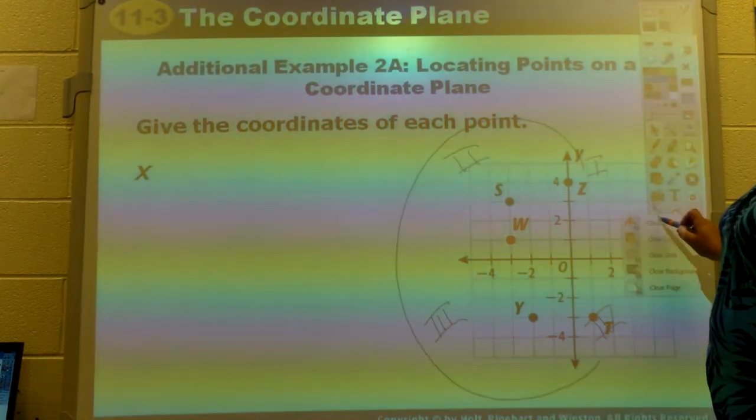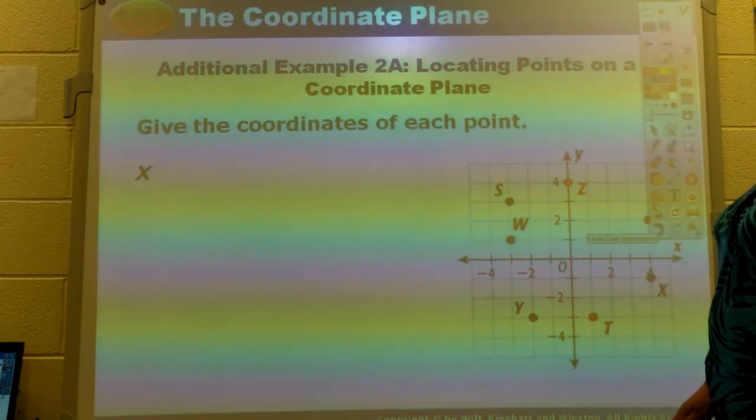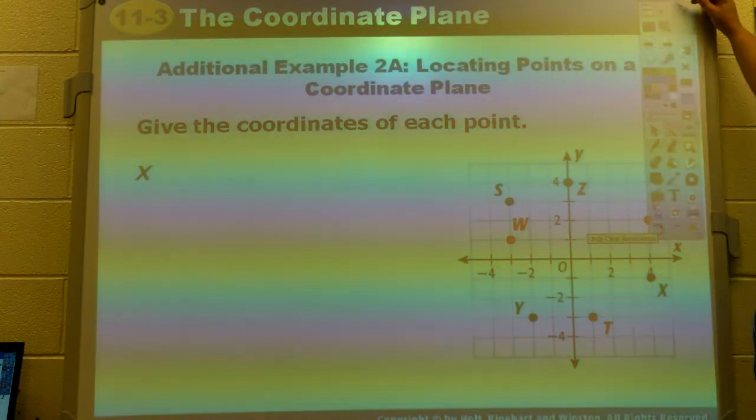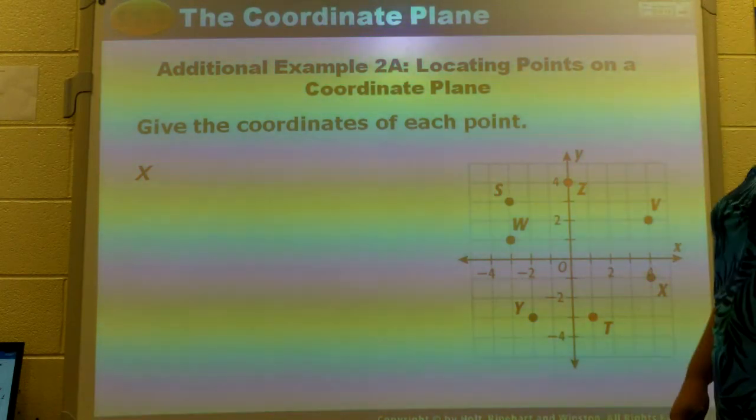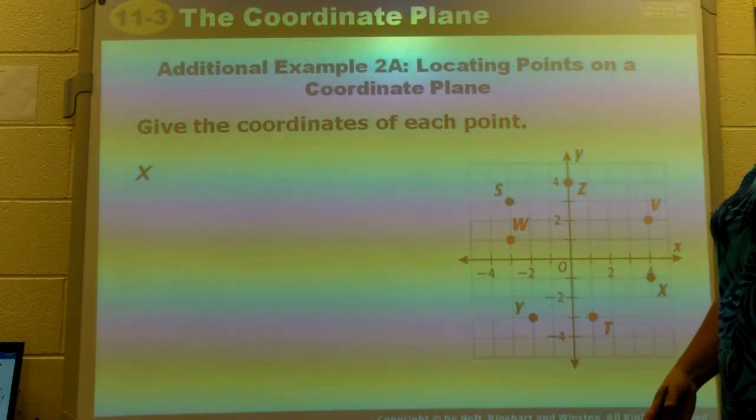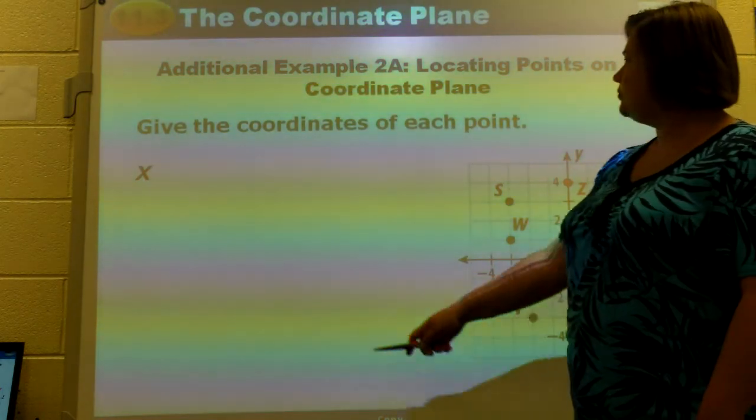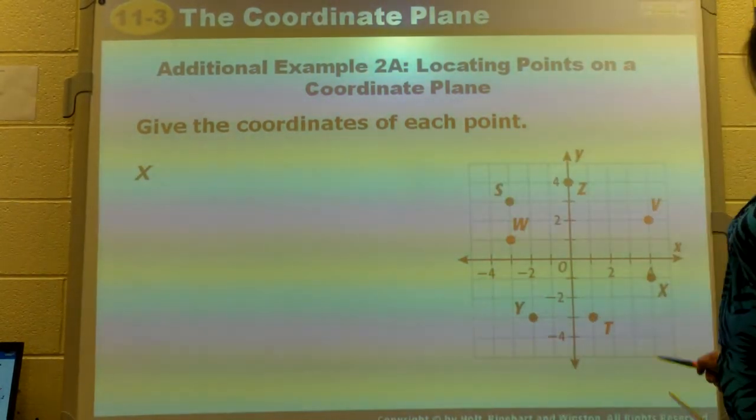Give the coordinates of each point. So now we actually have to look at the coordinates and decide what those directions are to get to that point. So if we have X, point X is here.